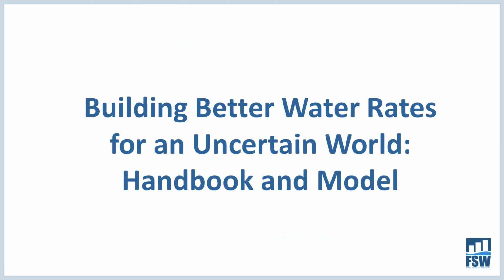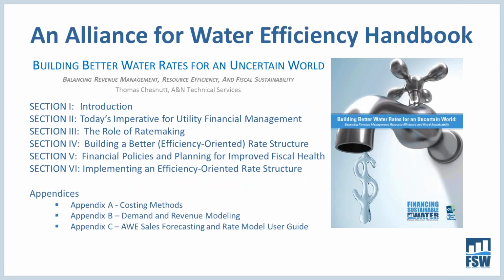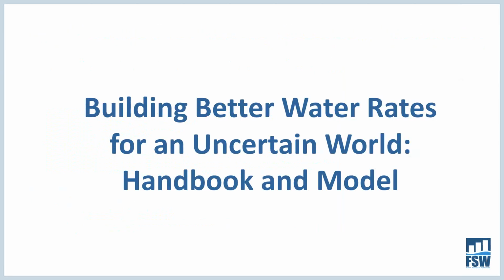So I'll turn it over to Tom Chestnut at this point, who will talk to you about our handbook and model entitled Building Better Water Rates for an Uncertain World. Thank you, Mary Ann. Next slide. I'll be talking about a handbook and a model. This is the outline of the handbook, Building Better Water Rates for an Uncertain World. This handbook is broken into 6 sections that cover what we think are the most needed sections for a broad audience. It also has 3 technical appendices. Next slide.